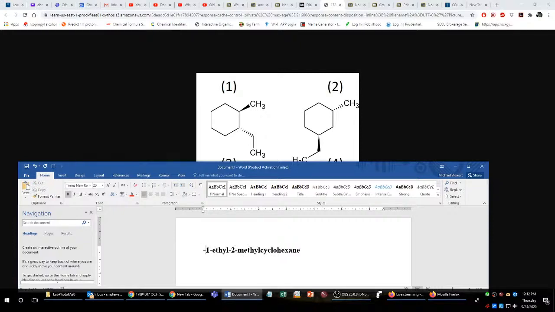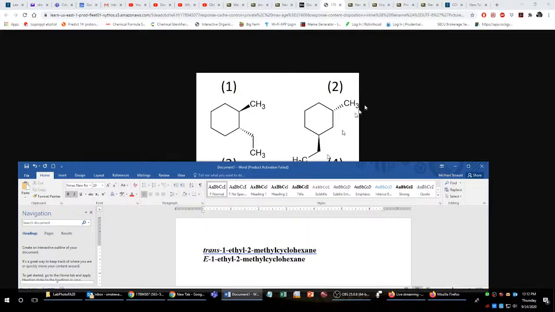Now, to do the cis-trans, we're going to compare the hydrogens. Since the hydrogens are on opposite sides, this would be trans-1-ethyl-2-methylcyclohexane. If you want to do the EZ, the ethyl group is a CH2, the methyl group is a CH3, so by the Cahn-Ingold-Prelog priority rules, they all outweigh hydrogen, so the carbons are on opposite sides, they're higher priority, they're opposite, so in this case you have the E, E-1-ethyl-2-methylcyclohexane.